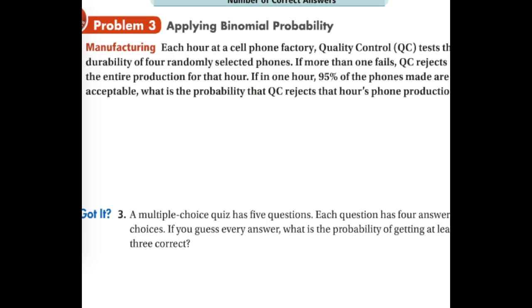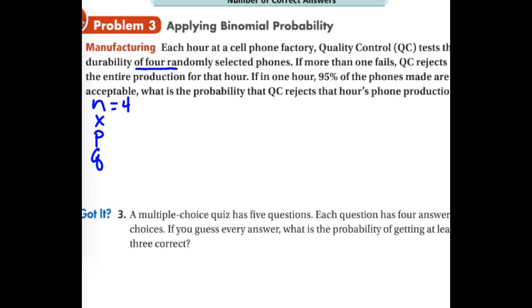So what do we know? They're testing 4 phones. What does that tell me? Is that P, Q, and X? We need all of those to do our expansion. So if I go and grab 4 phones, I'm doing 4 trials, right? So that is my N value.